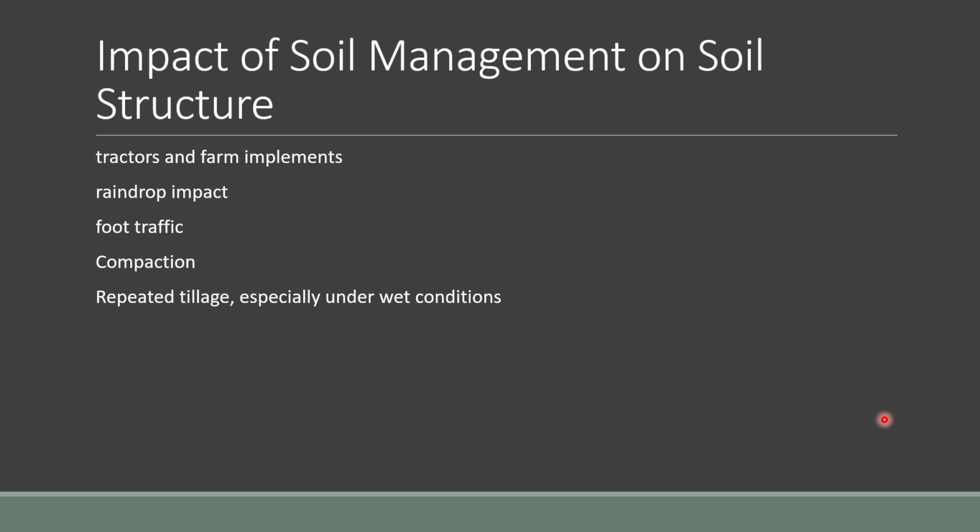And impact of soil management on soil structure. There are tractors and farm implements, raindrop impact, foot traffic, compaction, repeated tillage, especially under wet conditions. These all will affect the soil structure very negatively. Tractors and soil implements will increase the compaction. Raindrop impact will also have a negative impact, as does foot traffic. When we walk, or during grazing, the animals will walk on the ground and it will lead to compaction, and repeated tillage, especially under wet conditions.